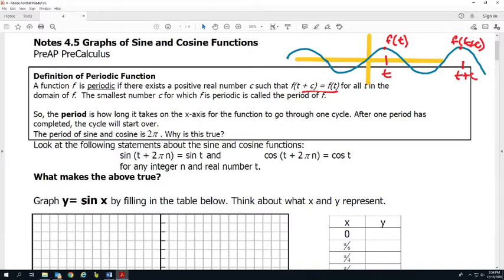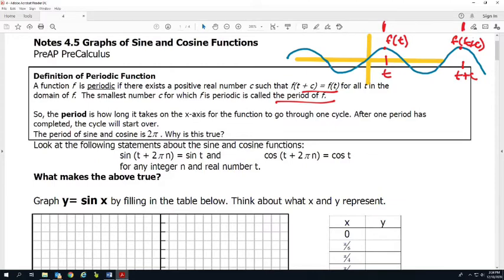Okay, the smallest number c for which f is periodic is called the period of f. So basically, from this point to this point, this would represent a period because it takes you that long to start repeating those y values again. So the period is how long it takes on the x-axis for the function to go through one cycle. After one period is completed, the cycle will start over.